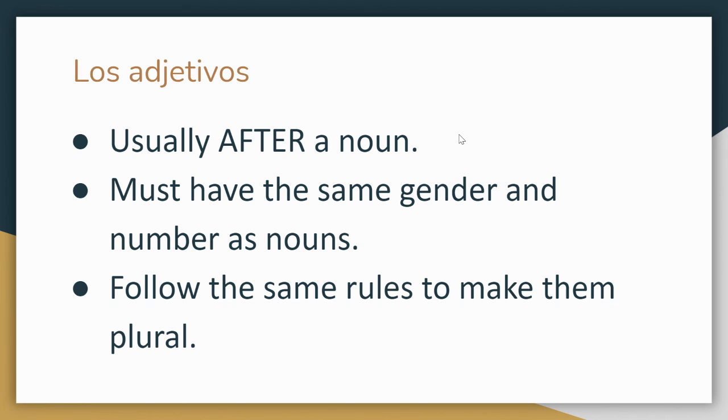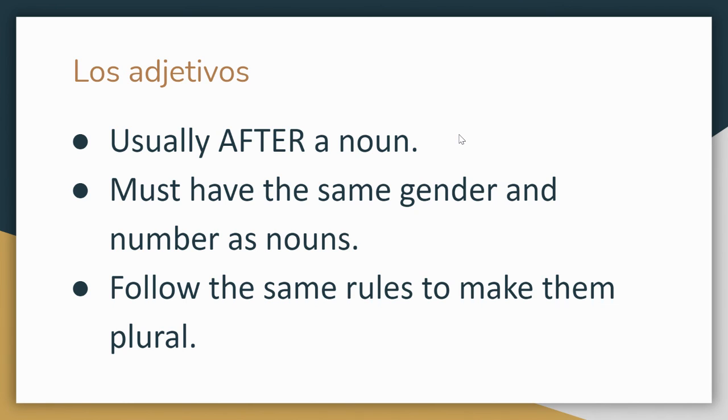So we have los adjetivos, or adjectives, which are used to describe nouns. So words like tall, short, nice, funny, ridiculous, things along those lines, okay? In Spanish, these are usually after a noun, okay? So in English, as you'll notice on page 4, we usually have the adjectives before a noun. But in Spanish, we flip the word order, and they're usually going to be after a noun.